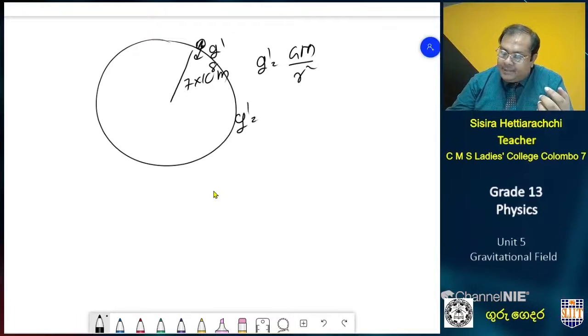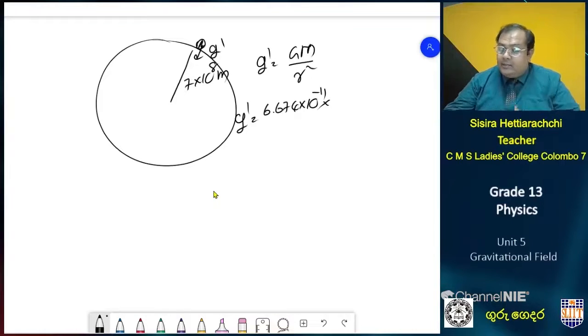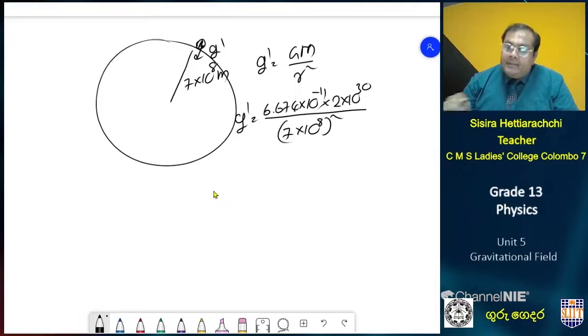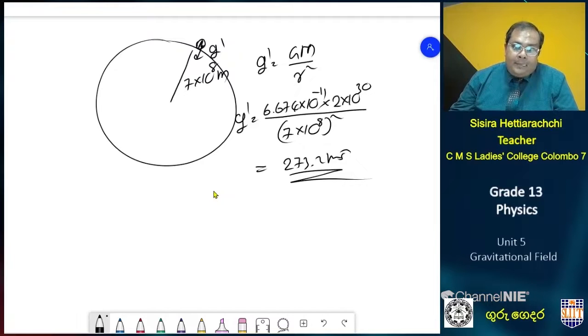G is 6.674 × 10⁻¹¹, mass of the sun. We just calculated it was 2 × 10³⁰ kilograms. Then radius 7 × 10⁸ squared. Then you can find acceleration on the sun's surface. It will be 273.2, right? Simplification is up to you. 273.2 meters per square second, right?